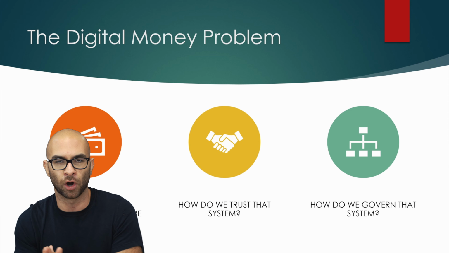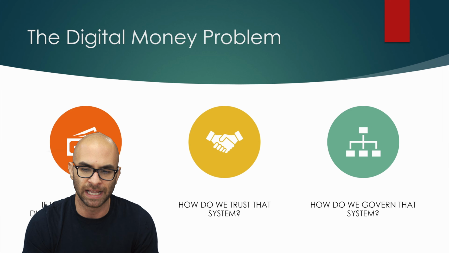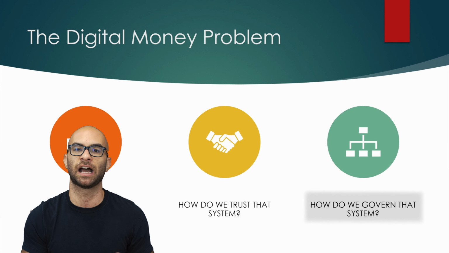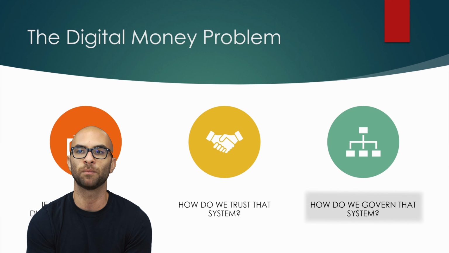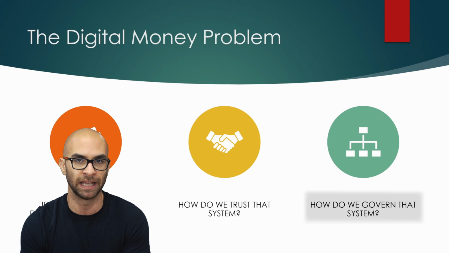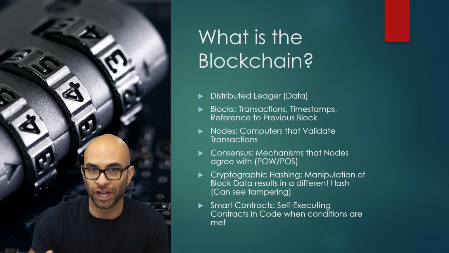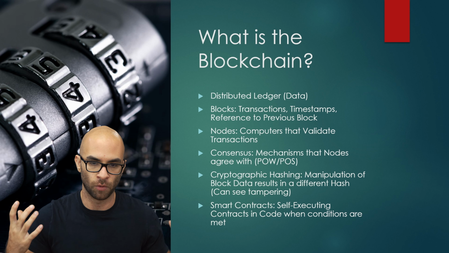And then the final part of this digital money problem is how exactly do we govern this system? How do we reach consensus? How do we make sure it's fair? And how do we make sure that everyone that's participating agrees on these different transactions taking place? Now, the blockchain is what solves this digital money problem.